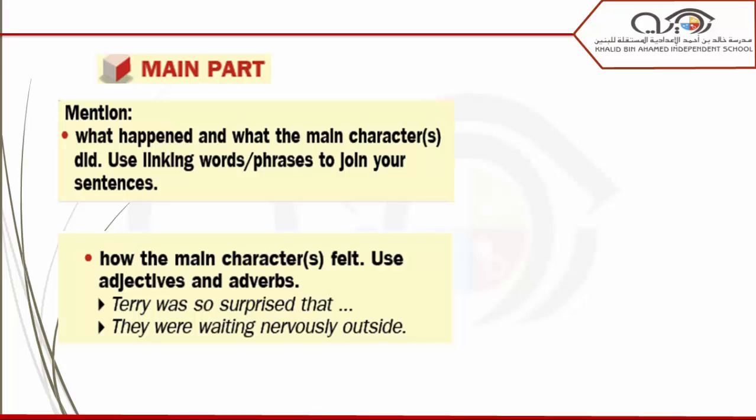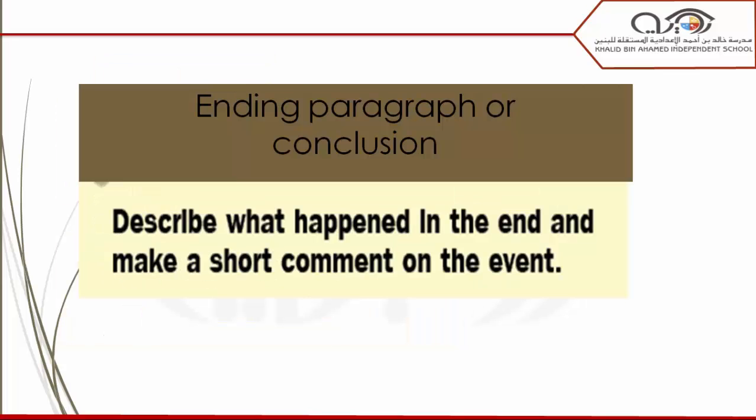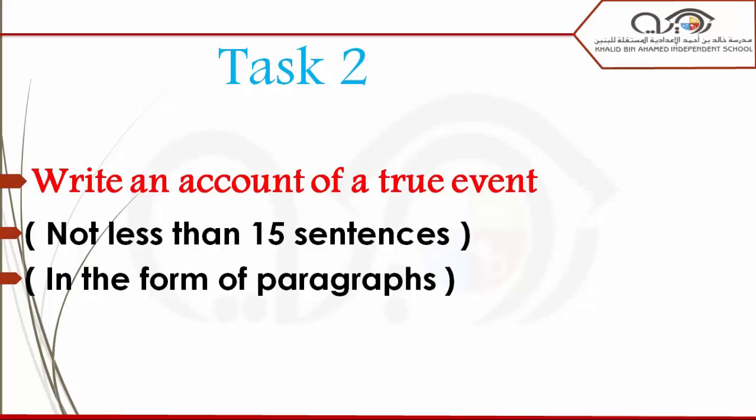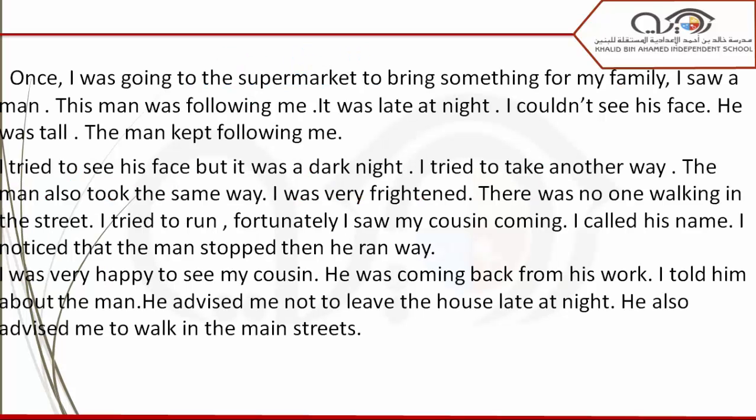Use adjectives and adverbs. As we said, use a lot of vocabulary in your writing. Also, talk about the feelings of the characters. How to end the event: describe what happened in the end and make a short comment on the event. Exactly. So we comment on the event and emphasize some important ideas if there are any. Always remember you need to write 15 sentences in the form of paragraphs. Don't write sentences under each other. Make it like 3 paragraphs, and in this way you are doing your best.